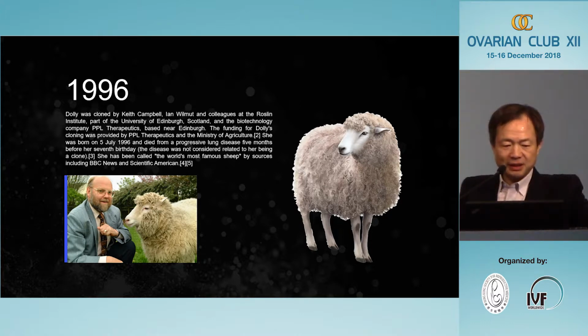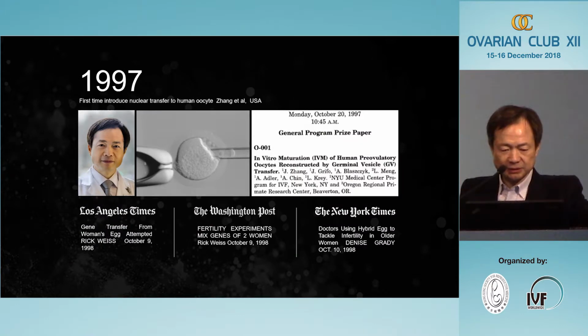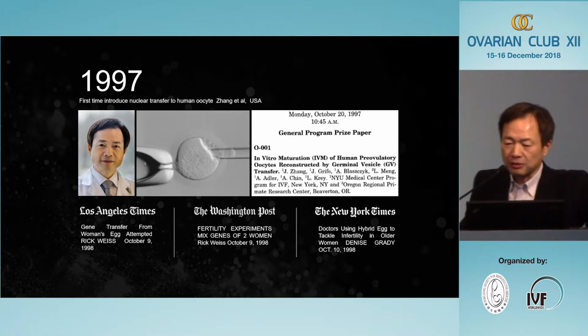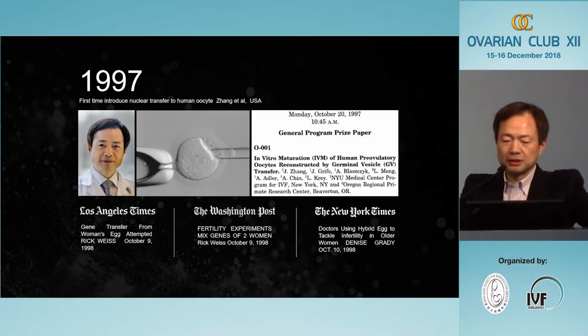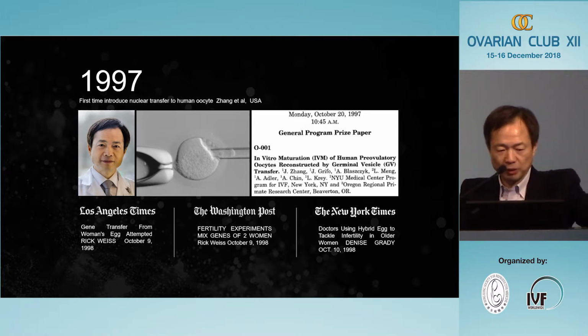And at the very same time, in 1996, we started this work to do nuclear transfer in human eggs. We first published in 1997. The work actually truly started in 1996 when Dolly was born, but these two projects were purely coincident. We did not start the work because of Dolly, but we were thinking of doing this work.